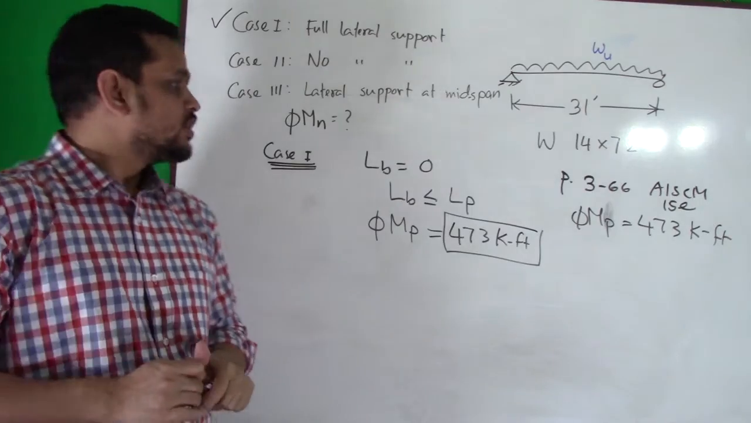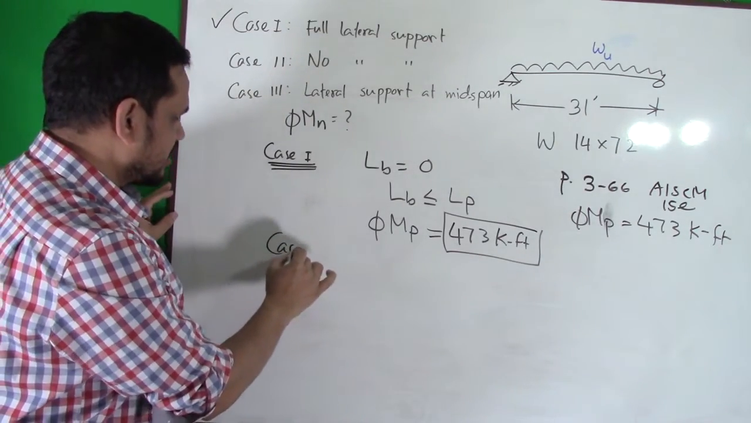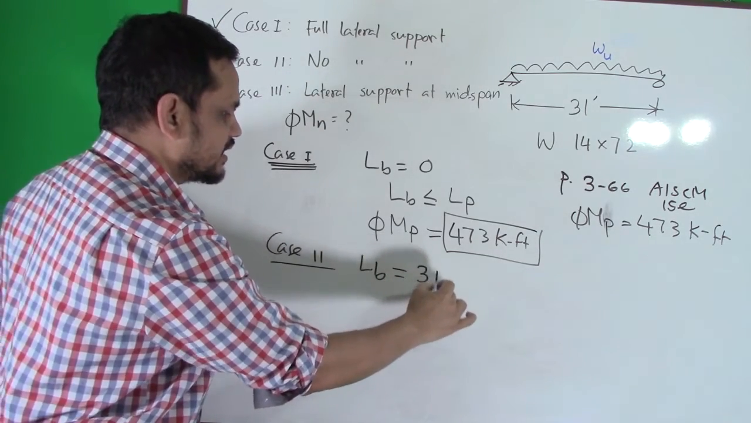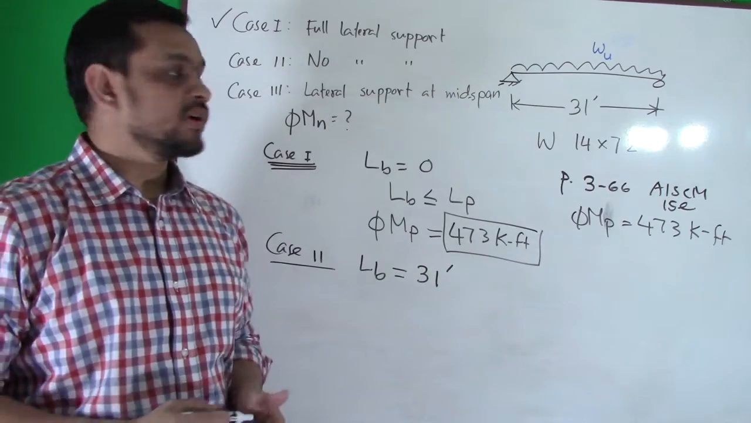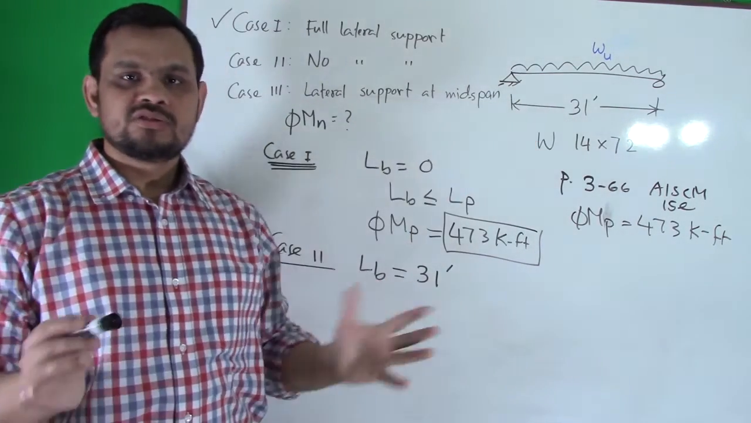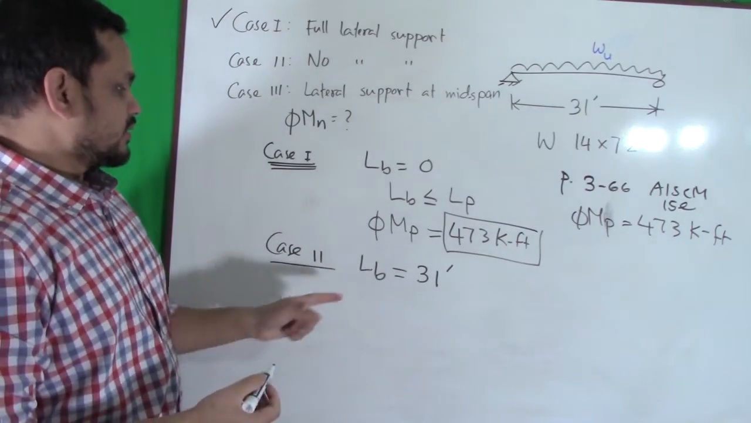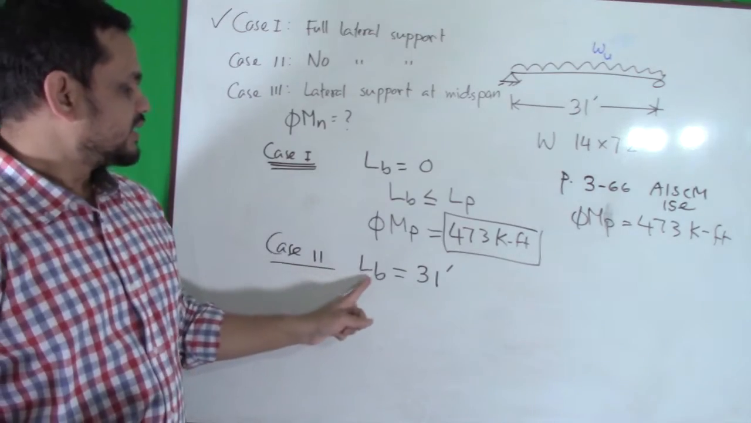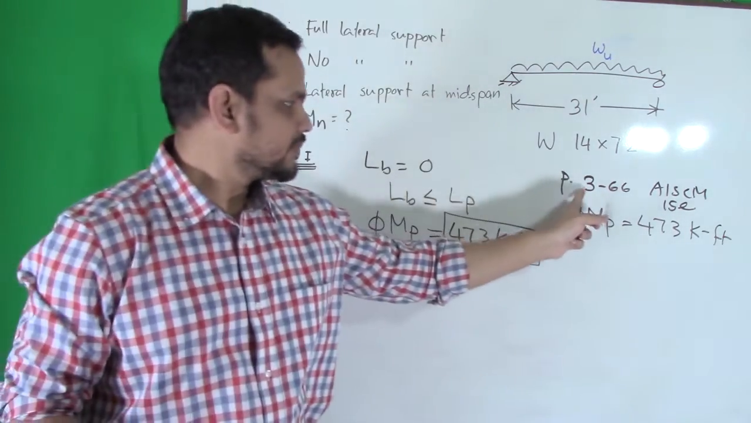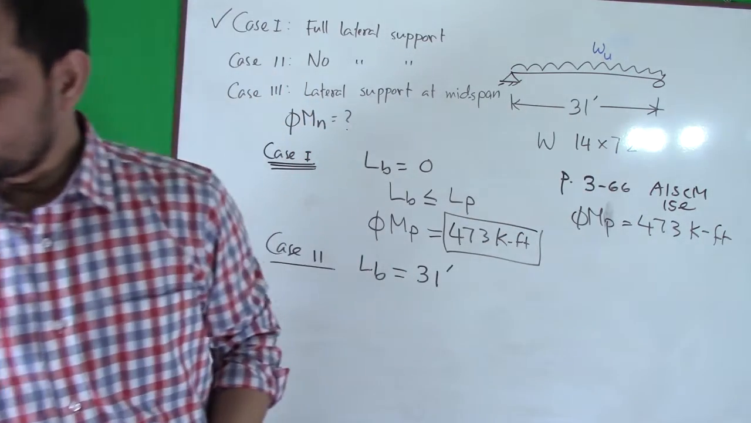What does it mean? No lateral support means, case number 2, what is my LB? LB is 31 feet, because the whole of my span, 31 feet, has no lateral support. So my LB is 31. Now we have to compare this with our LP and LR. So we will go to that table, page 3-66, and we will find the LP and LR.